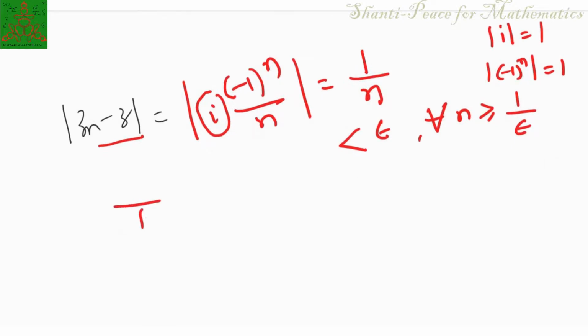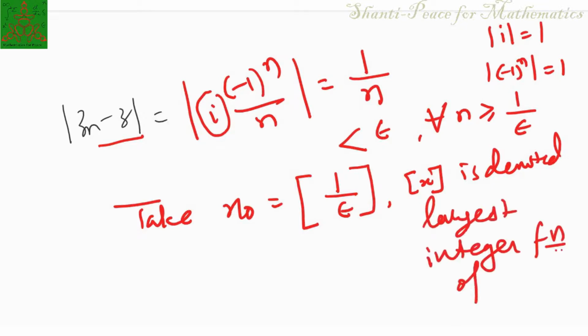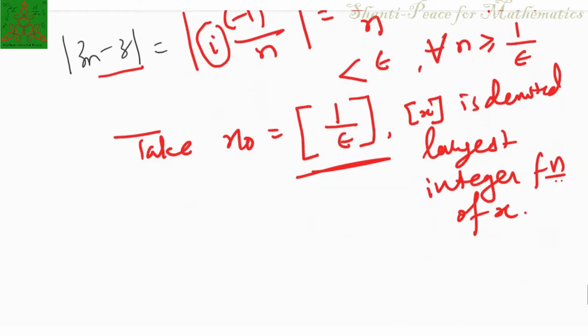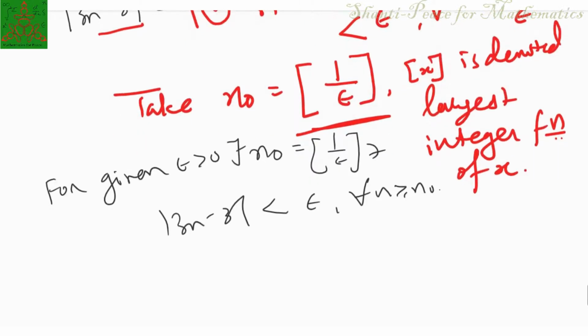So what you need to take, your n0 will be the floor of 1 by epsilon, where the floor is denoted as the greatest integer function or largest integer function of x. So whatever the largest integer of 1 upon epsilon is, that I am taking as n0. Therefore, for given epsilon greater than 0, there exists n0, which is the floor of 1 upon epsilon, such that mod of Zn minus Z is less than epsilon for every n greater than or equal to n0. And hence we can say that the limit of Zn will be minus 2 as n tends to infinity.